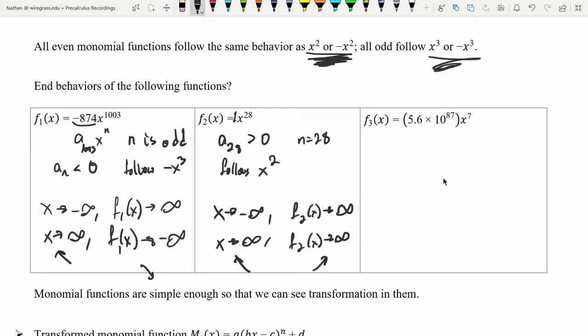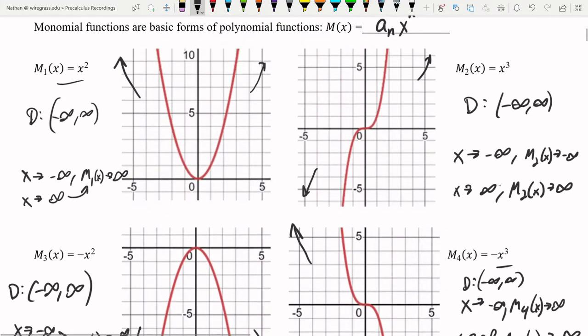Okay, for the last one, we have just a very large positive number. This, of course, is a7 greater than 0, n equals 7. This is a number that has 86 zeros after 56, so it's a very, very large number. It's going to follow x cubed, the positive x cubed version. Same behavior as that. Let's go ahead and see that real quick.